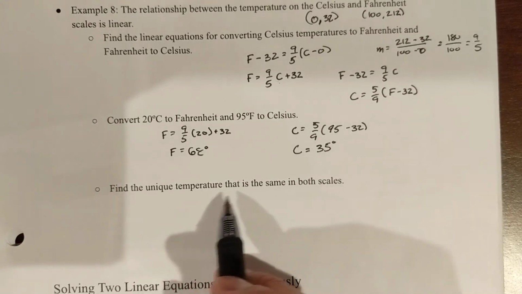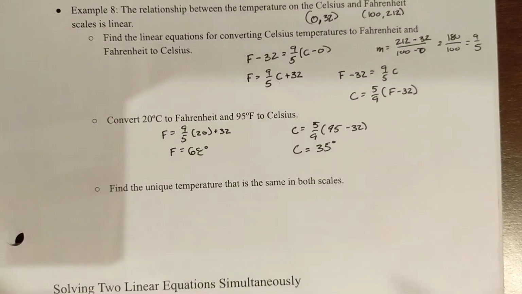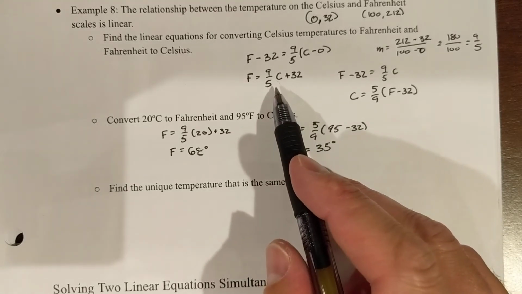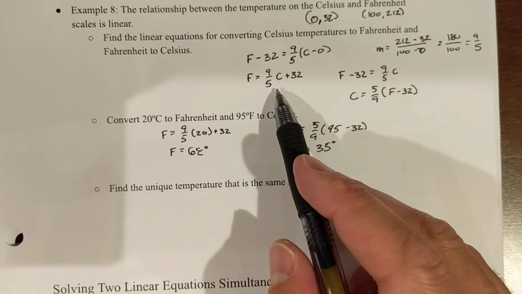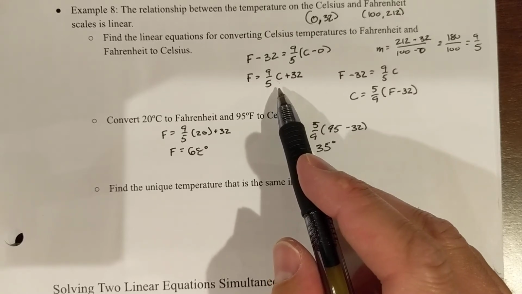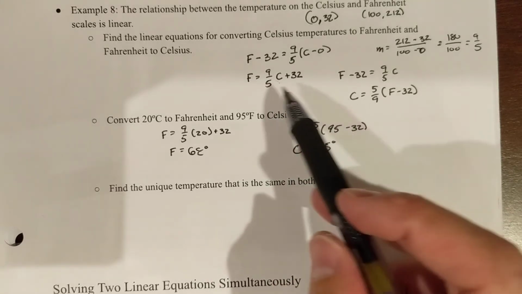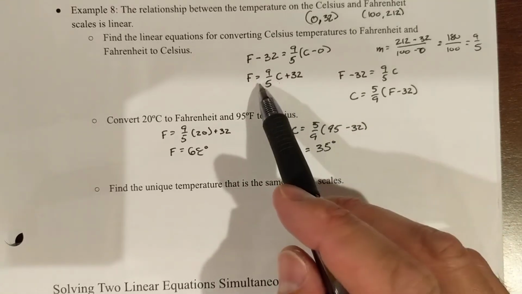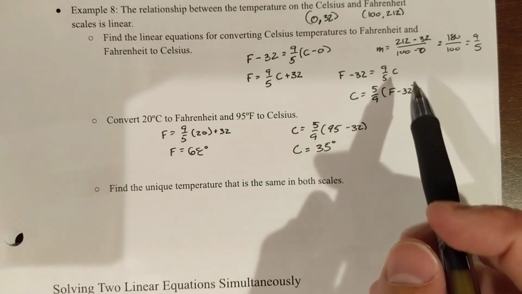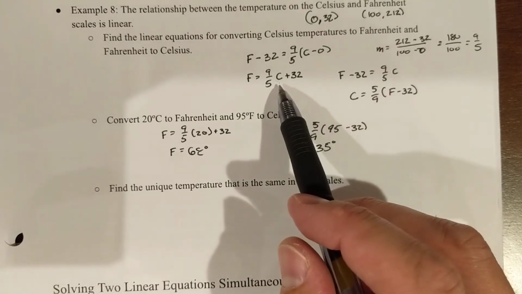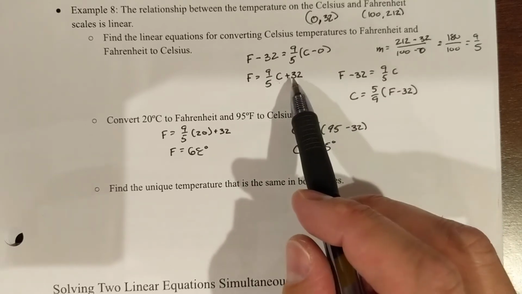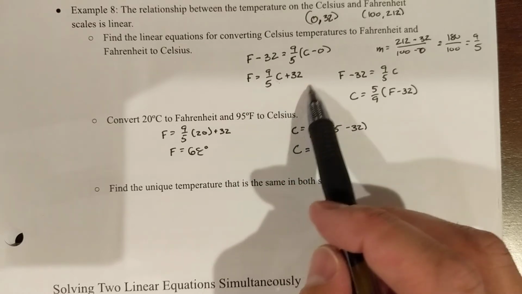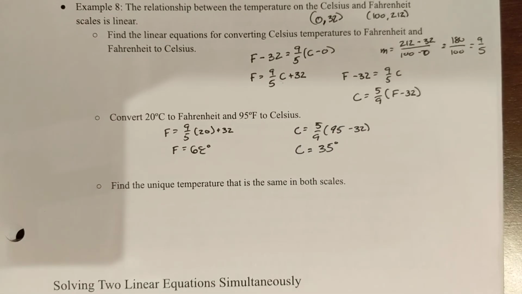All right, find the unique temperature that is the same in both scales. So what that means is we need to find out where these two temperatures are exactly equal to each other. I forgot how to do this one. With the Celsius and Fahrenheit temperature. You plug one of these equations. No, that'll give you C and C. Oh, you need to graph. Oh, you need to set this equal to that. Will that work? Oh dear. I've literally forgotten how to do this.